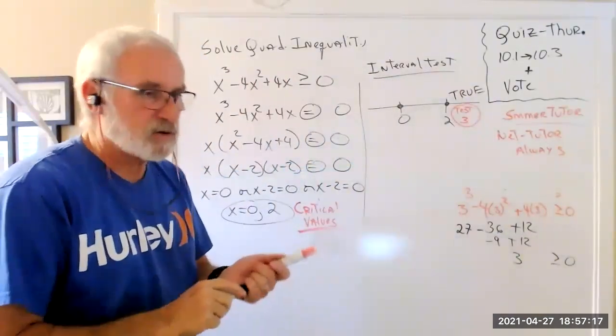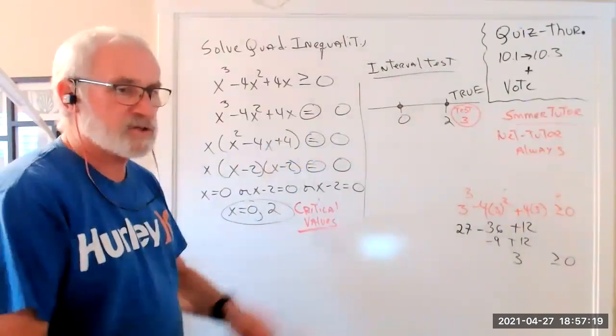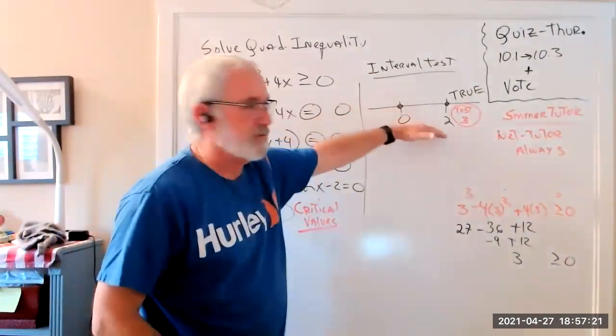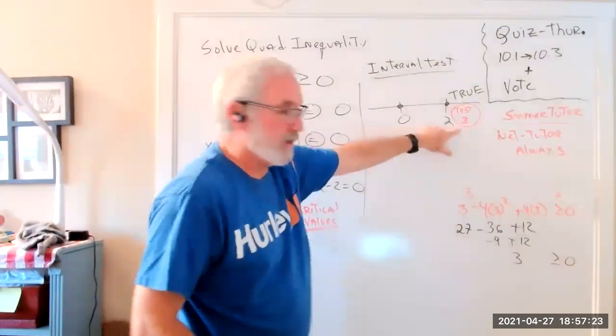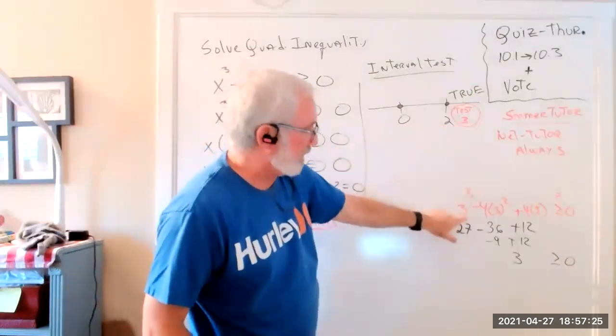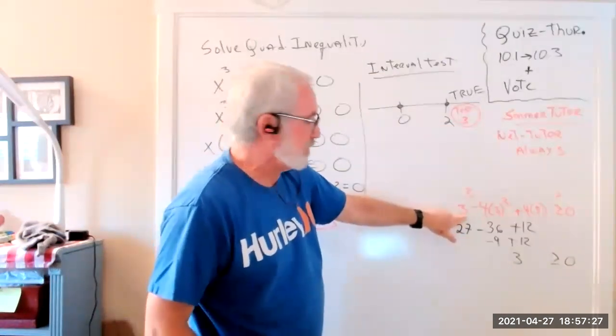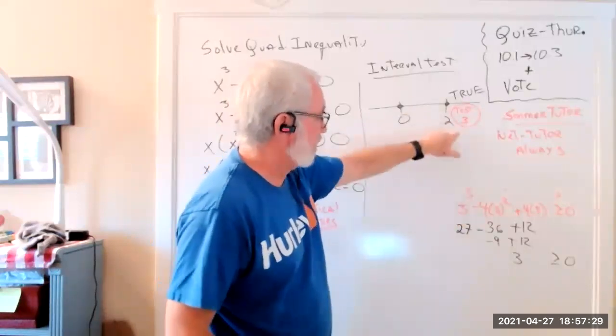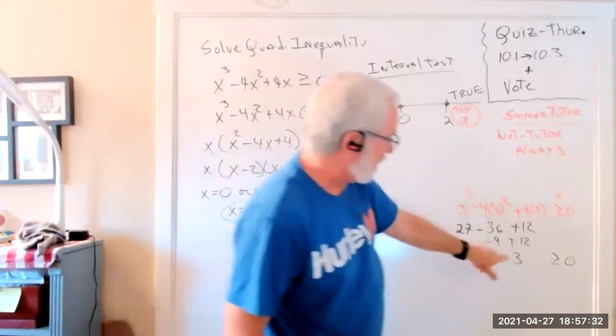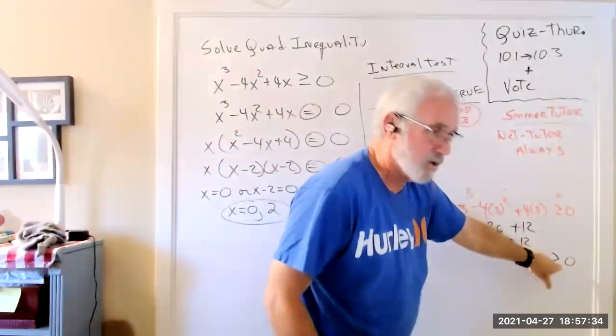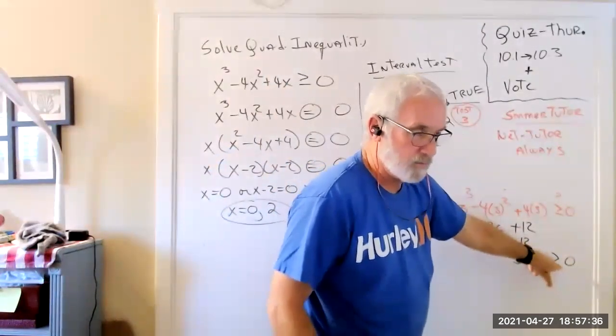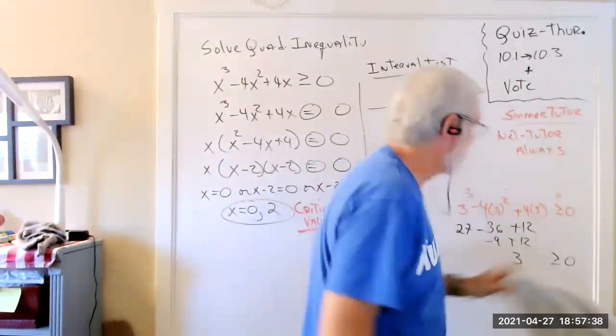Every single time I've done the problem, every single one of these, this is what I've done. I've picked a test number, plugged it into the original, and determined, did my test number give me a true or false statement? Is 3 greater than 0? True.